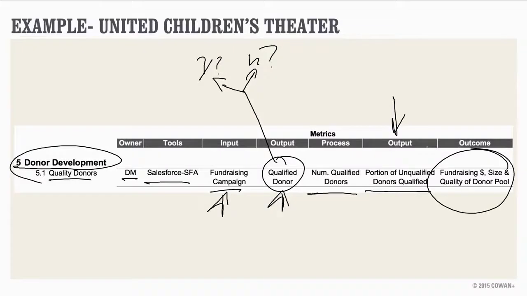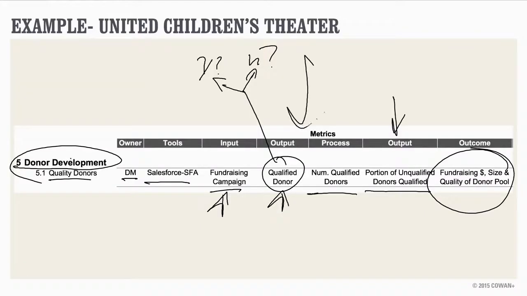How many of those do we end up with? And the outcome, the payoff to the business, is how much money do we raise? How is our donor pool growing? Okay, so there's an example, and you can see how key activity is at the top level and then a functional process is down below. This template for this spreadsheet is available also in the lesson materials.